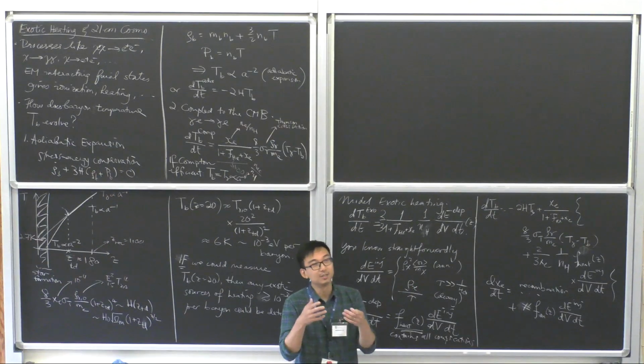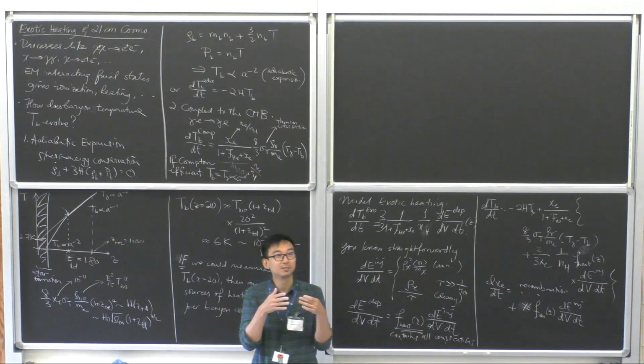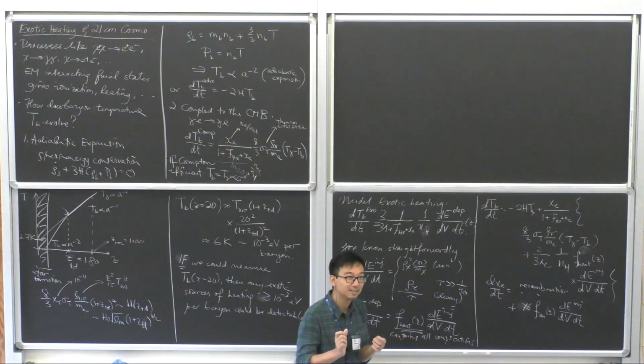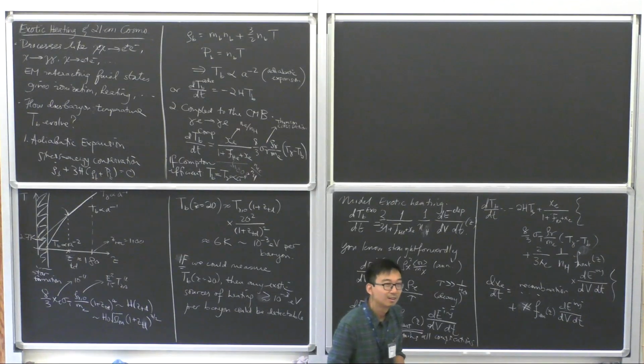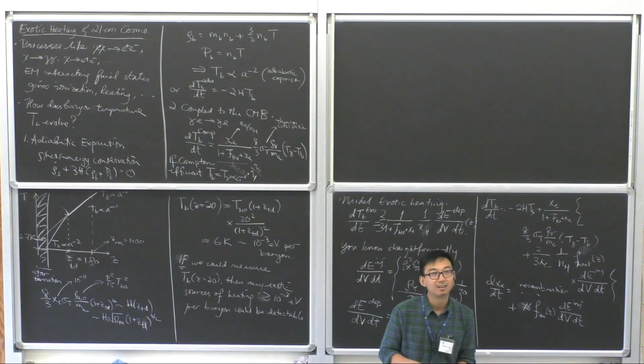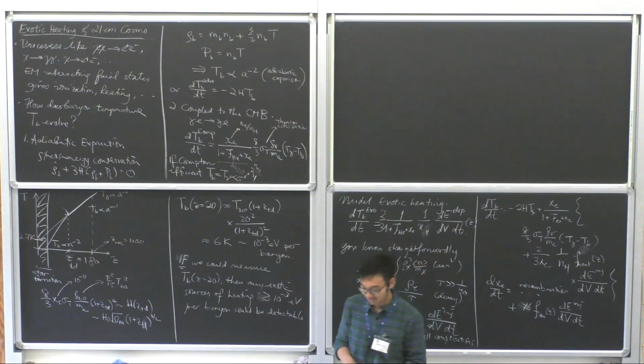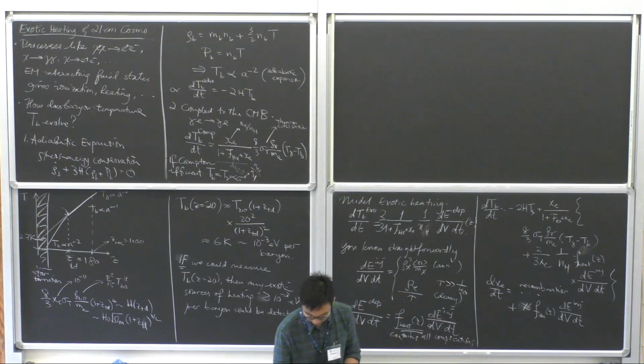Oh, is it important to think about dark matter annihilations and the fluctuations in density in the CMB? Yeah, it's an interesting question. I'm not sure.